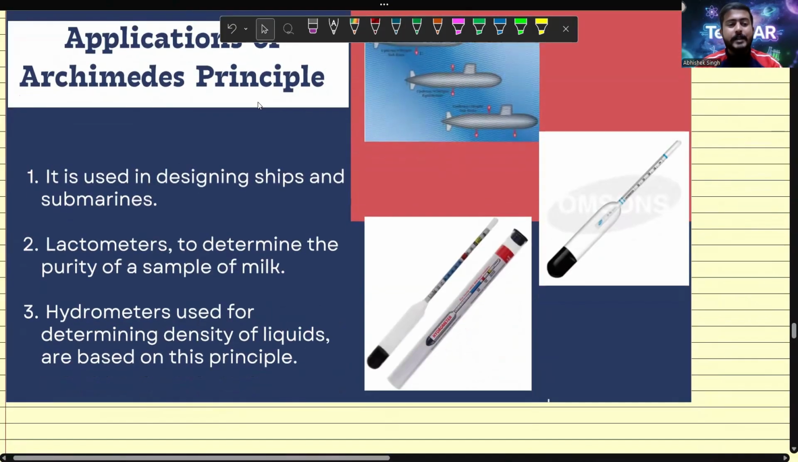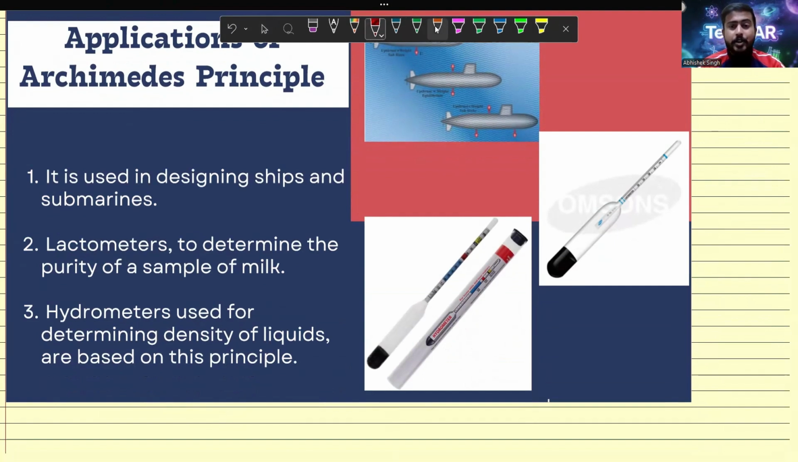Now some more real life examples of Archimedes principle: it is used in designing ships that we have just discussed, and also submarines. When we talk about submarines, how can we put the submarine below the level of the sea, and how can we bring it up? If we increase its weight, it will go down. And if we release the water, it will go up because the buoyant force will act upwards.